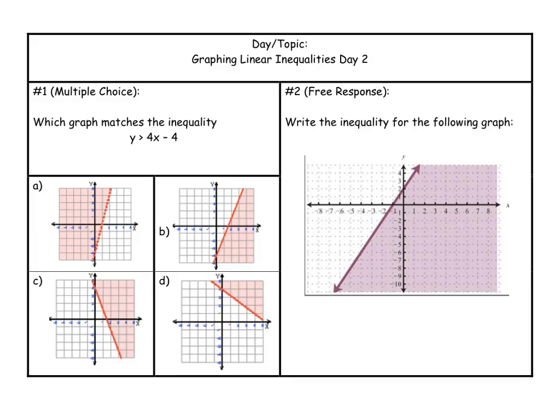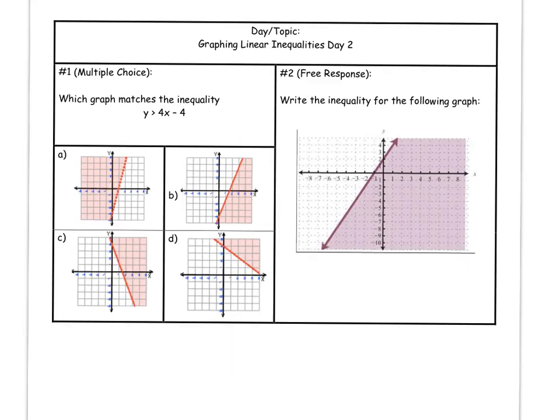Okay, once again it's your turn. Multiple choice question 1. Which graph matches the inequality y is greater than 4x minus 4? Look at the slope, look at the y-intercept, look at the inequality to see if you should have a dashed or solid boundary line, and are you going to shade above or below.